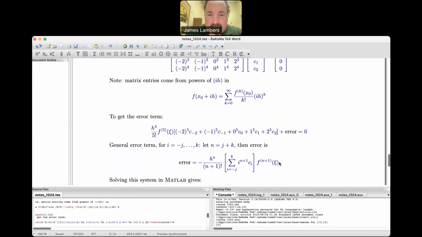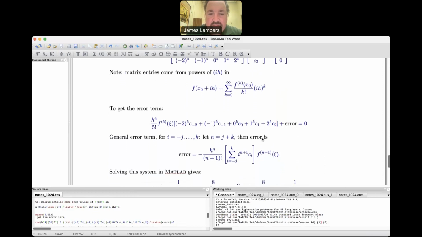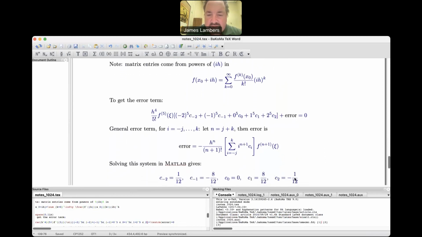Now, in this example, where we're trying to find a 5-point finite difference formula for the first derivative, these are the values that you get. Notice that the coefficient c0 turns out to be 0. And there's a certain symmetry among the remaining coefficients that are negatives of each other.